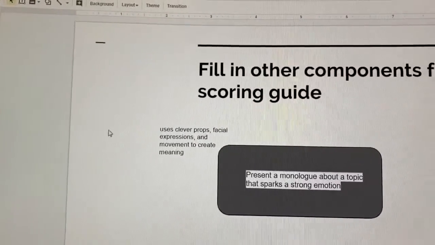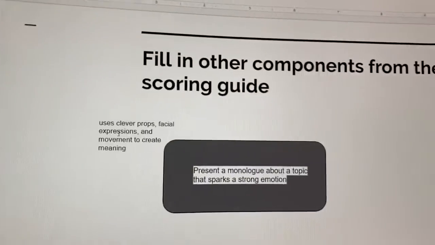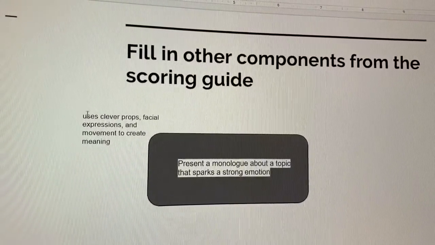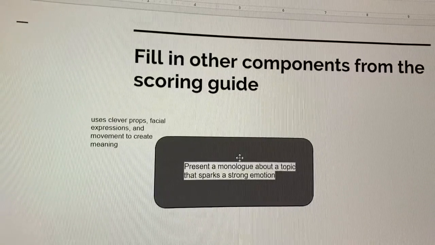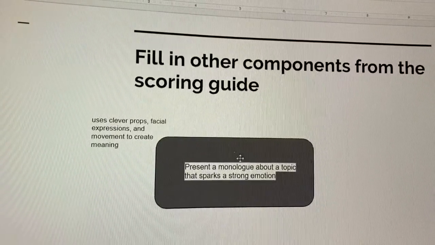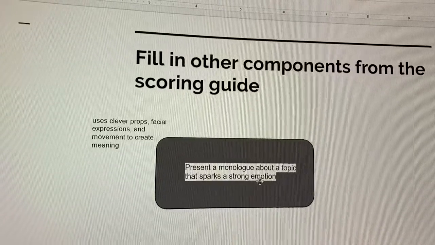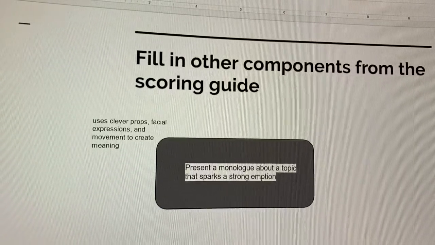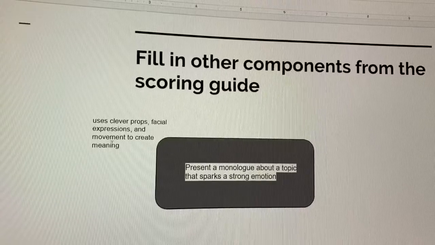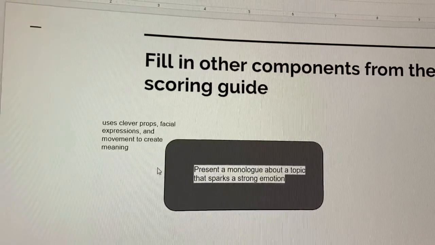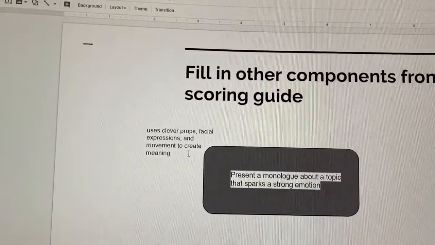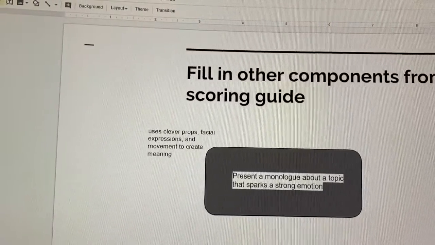And this is the type of stuff we used to make the posters for in the classroom, but I just made it on a Google slide. So we have the assignment in the middle. Present a monologue about a topic that sparks a strong emotion. That's your assignment. And then you're looking at the scoring guide and you're putting other stuff around it. So I said uses clever props, facial expressions, and movement to create meaning.